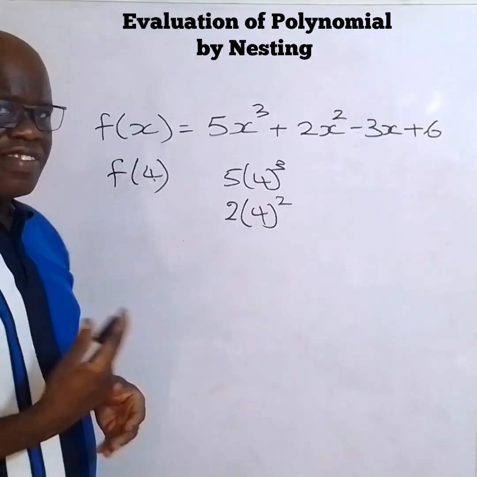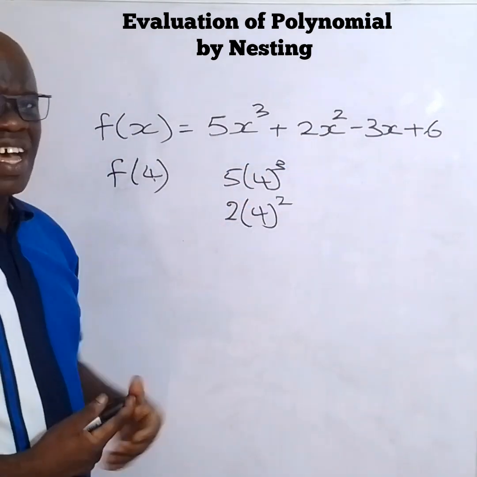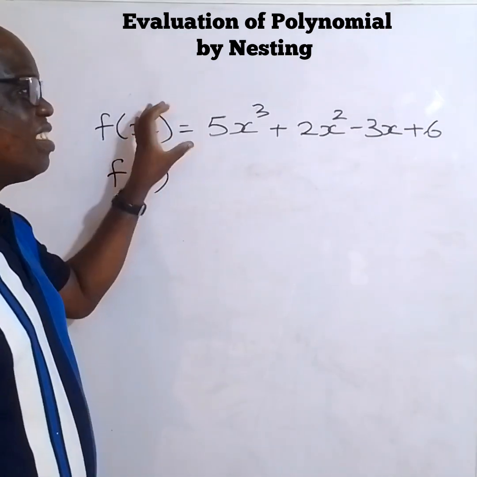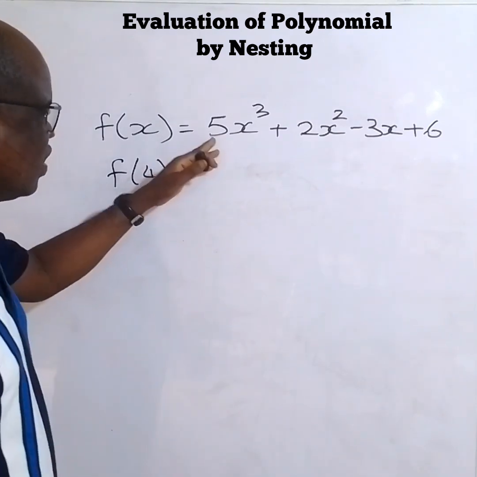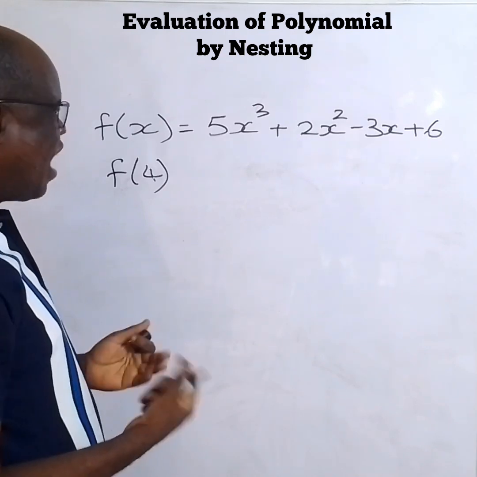But in this case, there is a method we call the nested method. So we want to evaluate this by the nested method. How do we do this? Instead of getting the partial value of each term and adding them up, what you have to do is make them in the form of a nest. How do you do that?